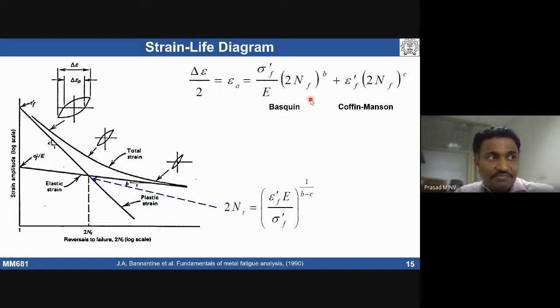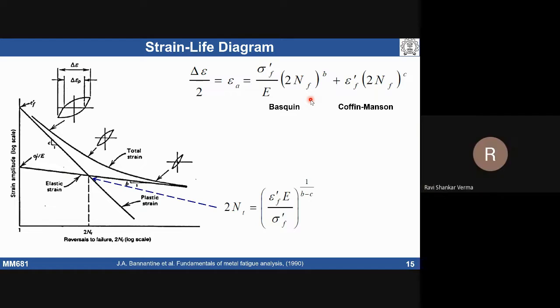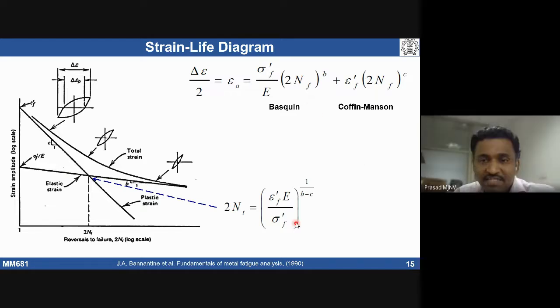Any doubts here? Sir, what do b and c denote? b and c are exponents. These are constant values. b and c are constant values for a given material. For a particular material, b and c are constant.